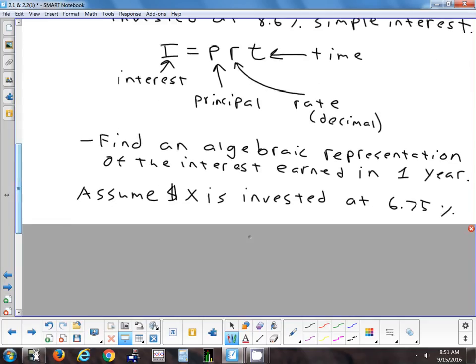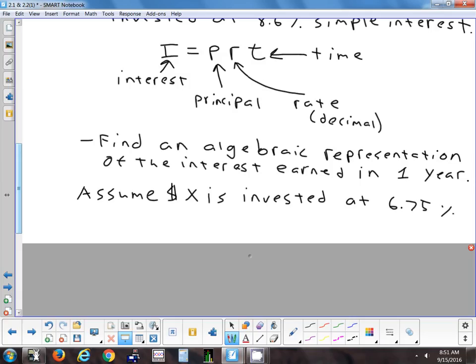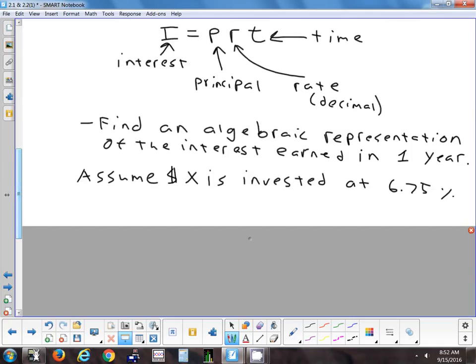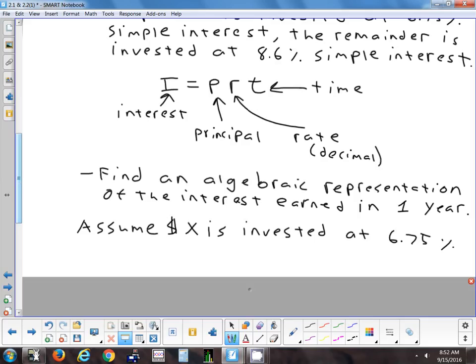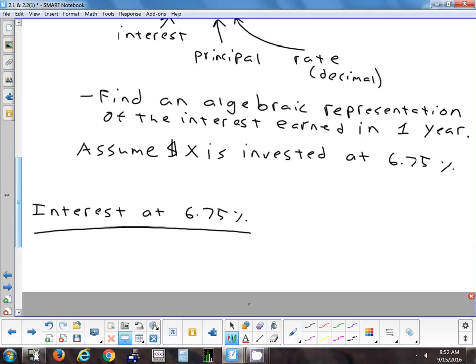So let's assume that he invests X dollars at 6.75%. Okay, so now he's earning interest from two separate accounts, one that pays 6.75%, one that pays 8.6%. I'm going to find the interest he earns in each account separately, and then I can find the total interest earned in both by doing something with each individual interest. Okay, we'll do that in a second. So let's start at 6.75%.